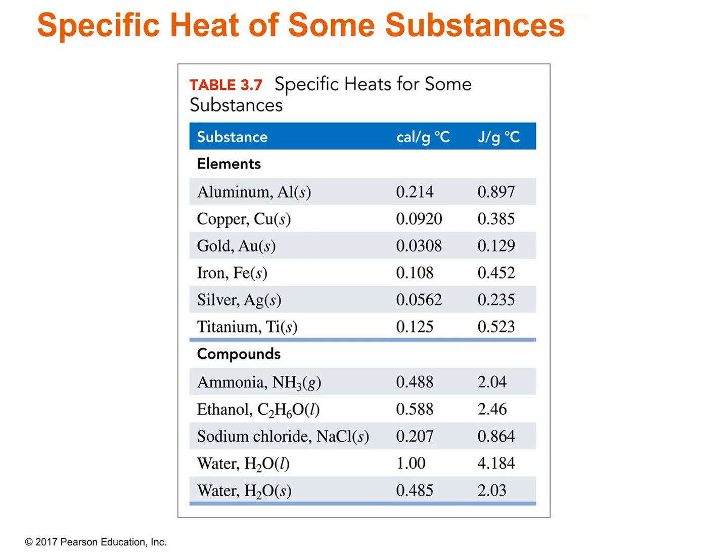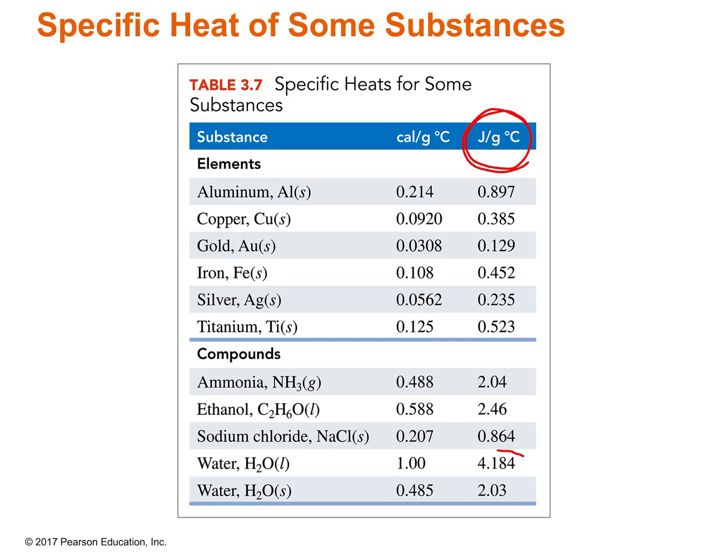And so we have all of these substances. Here we have aluminum, copper, gold, right? And we're typically just going to use this joules per gram degree Celsius column. And like I was talking about on the very first slide, metals tend to have a really low specific heat, which means that it only takes a little bit of energy to change the temperature a lot, right?